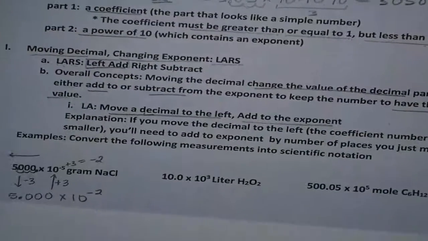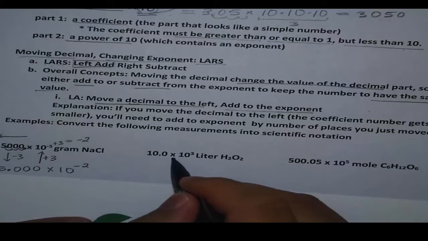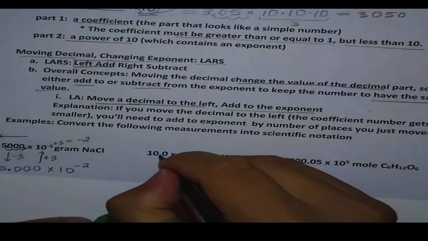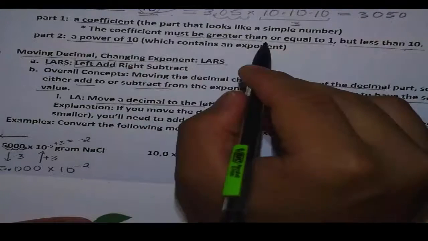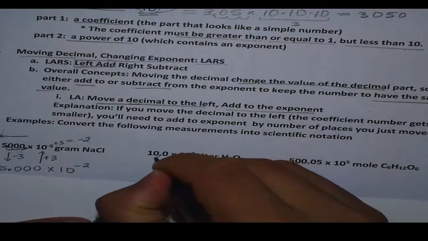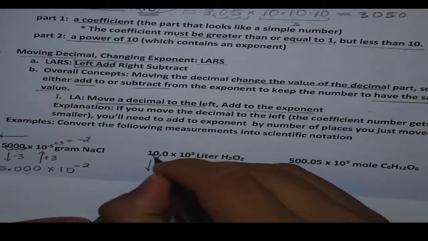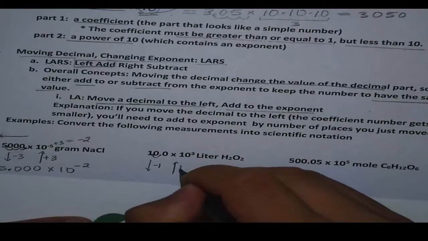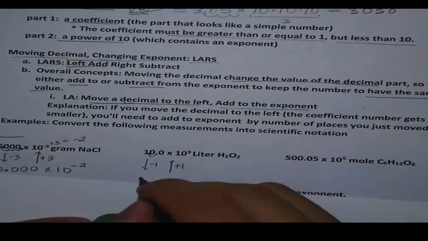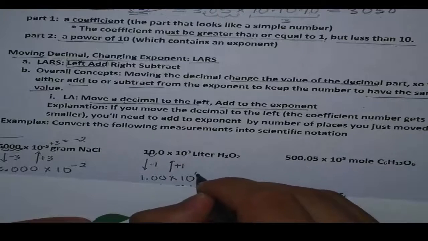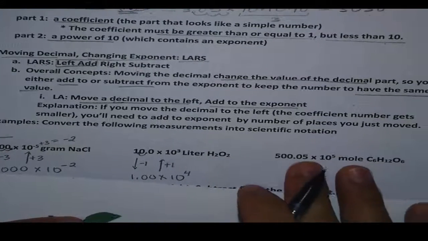Let's do another example. I have 10.0 times 10 to the 3rd liters of H2O2. So I have to move the decimal so the coefficient is greater than or equal to 1 but less than 10. In this case it is exactly 10, so I move this way by 1 place. That decreased the value of the exponent by 1 place, so I had to do the opposite to the exponent by adding 1. That gives us 1.00 times 10 to the, what is 3 plus 1? That gave us 4. And that is our answer.